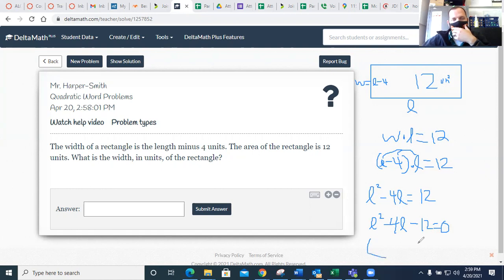Let's see if we go through and factor this. What two numbers multiply to be -12 and add to be -4? That would be -6 and 2. Which means my two x values could be +6 or -2. Now, if we stop and think, the width of a rectangle isn't going to be negative. The width is going to be positive. So the -2 has no implication here. The only number we care about is this +6. So if the length is 6, that means the width is 6 minus 4, which is 2. What's the width? 2.